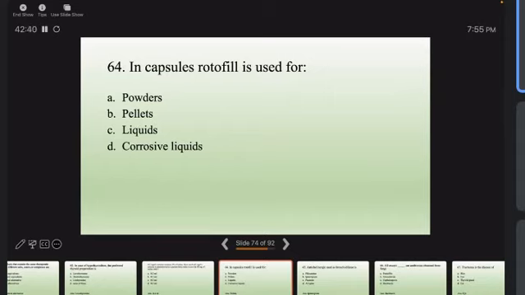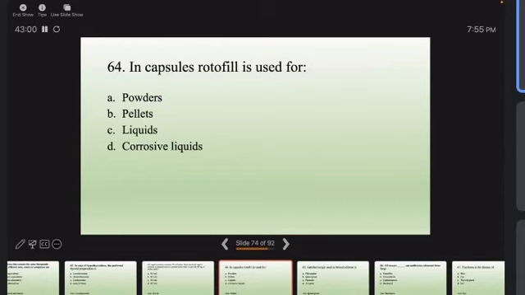No idea. Inhalation. Inhalation? No, that is Astalin. No, that is rotocap. It is an inhaler, so that is rotocap. This is rotofill.